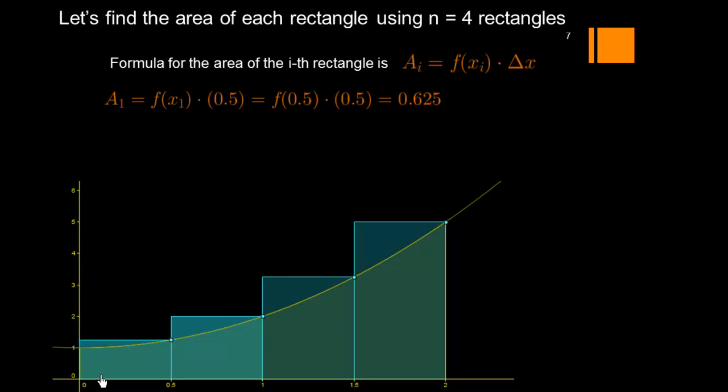Times 0.5, which is the width of this rectangle. And if I evaluate f of 0.5 times the width of the rectangle, I get 0.625. I'm going to write that down right here.